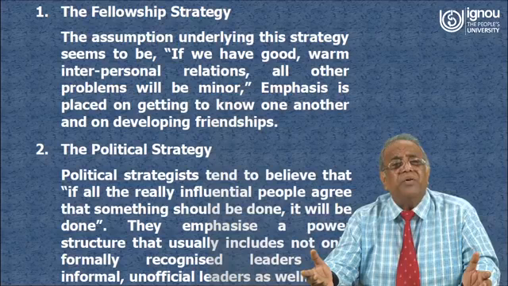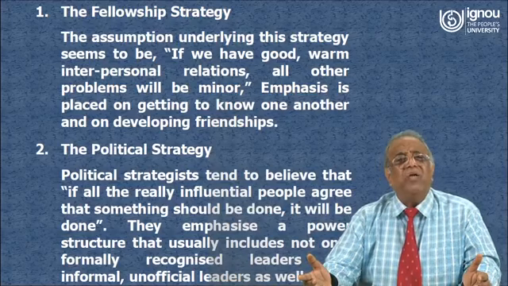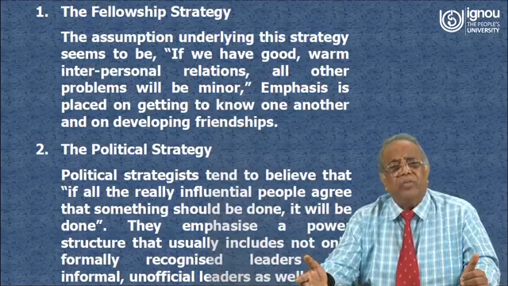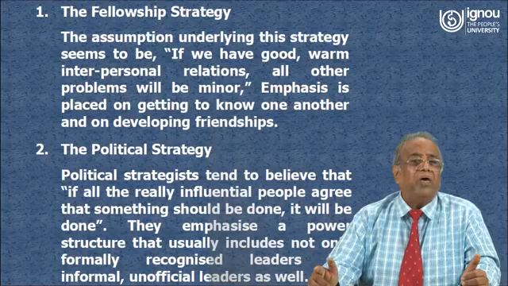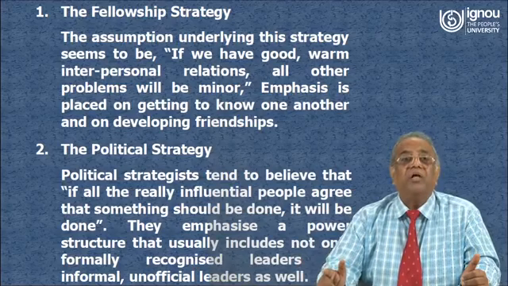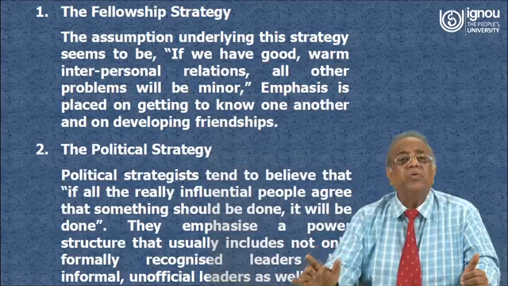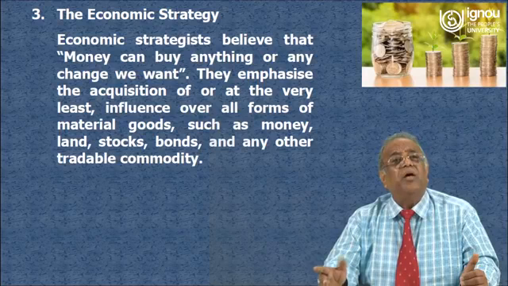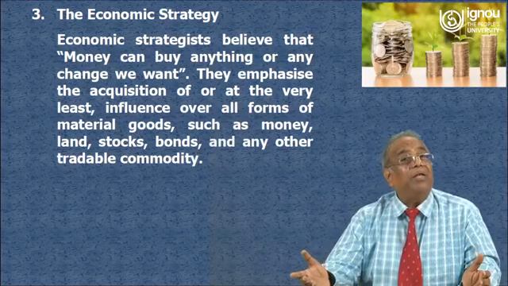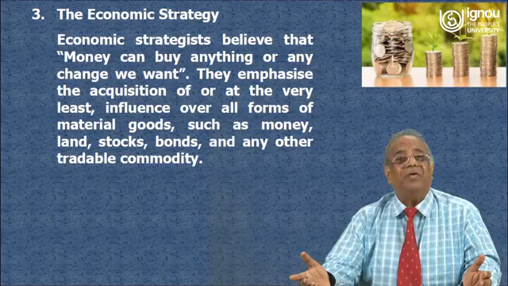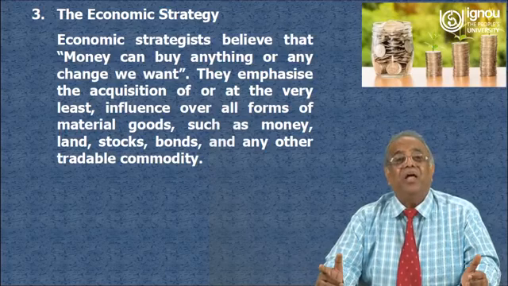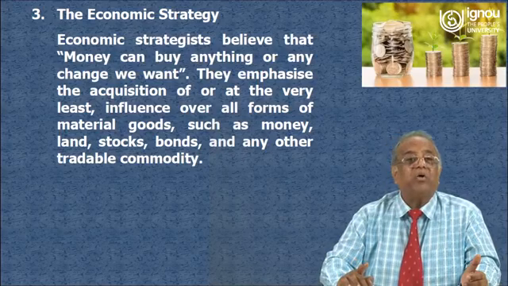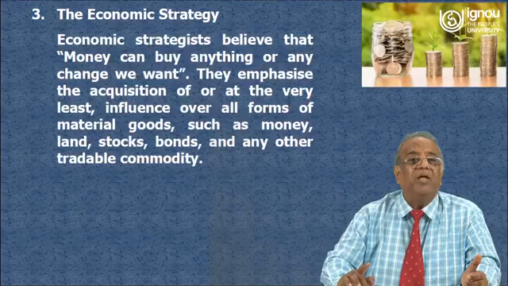So, political strategy means if all the really influential people agree that something should be done, it will be done. Sometimes the political strategy is also implemented in power sectors, especially for the distribution sectors, to reduce the commercial and technical loss. And the economic strategy believes that money can buy any change we want. They emphasize the acquisition of, or at the very least influence over, all forms of material goods such as money, land, stocks, bonds, and any other tradable commodity.